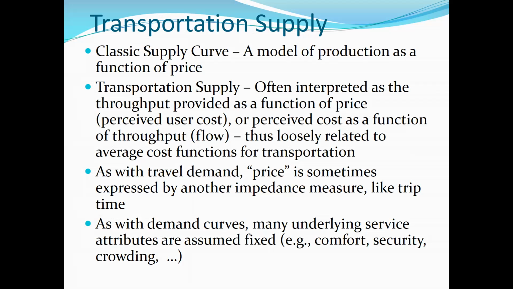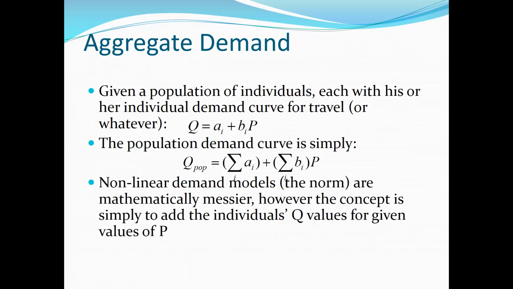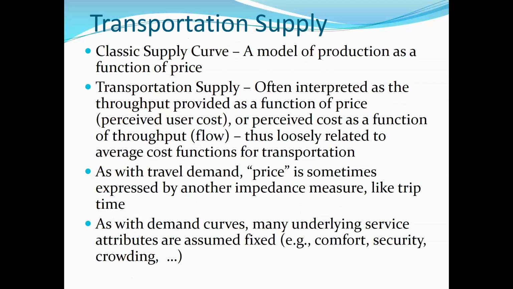So we are picking up where we left off last time. We are picking up the discussion from transportation supply now. We talked a lot about travel demand in the last lecture. We talked about the typical travel demand model forms and how we can estimate elasticity if we knew the model form. And then we talked about aggregate demand. Aggregate demand is essentially adding up all of your individual demands. And now I want to talk a little bit about transportation supply.